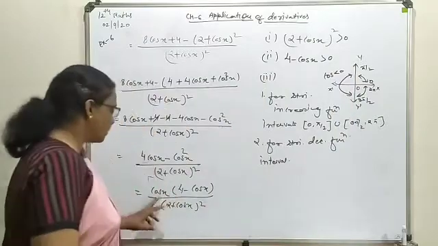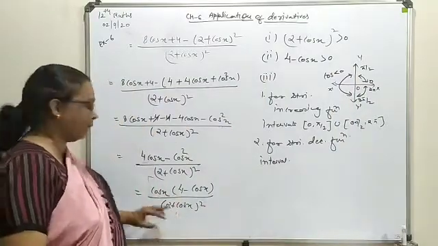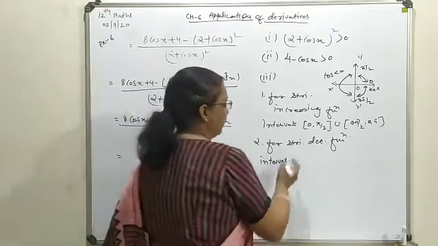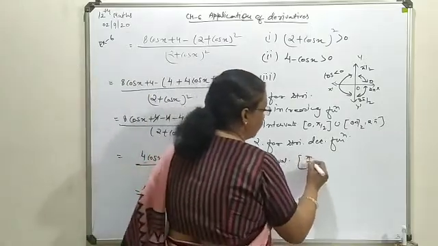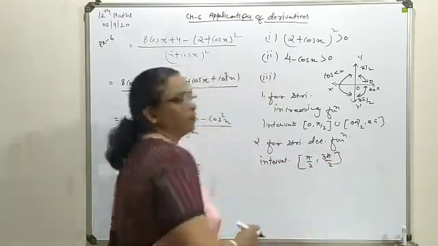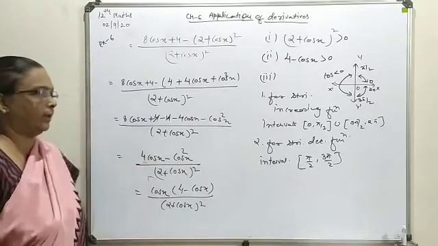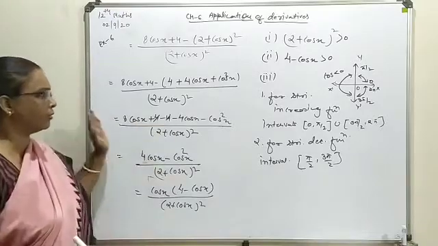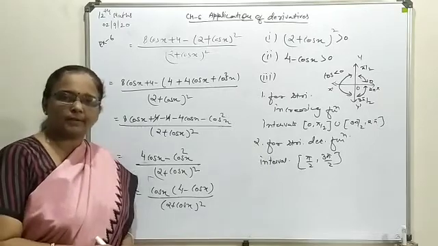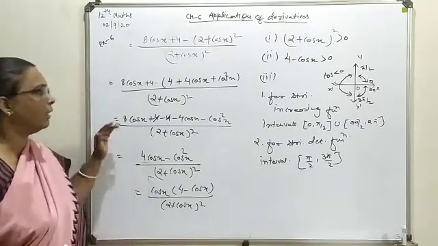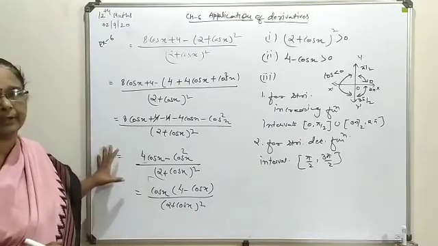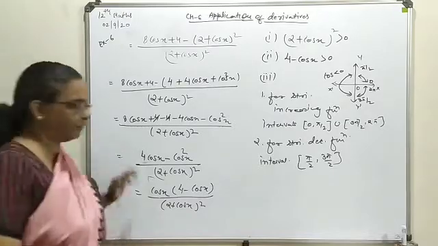And if your cos is negative, these two terms are positive already, so the whole function will turn to a negative quantity. So for the interval pi by 2 to 3 pi by 2, it will turn to a negative quantity. So these are the two intervals for which your function will be considered strictly increasing and strictly decreasing. So this way these types of questions are to be handled. This is also one of the important questions from the examination point of view.